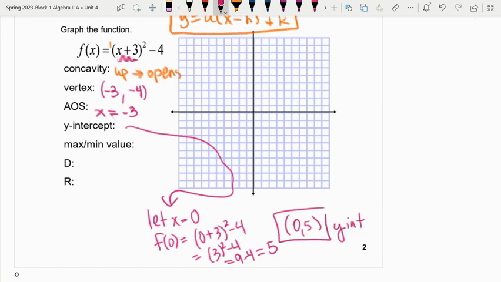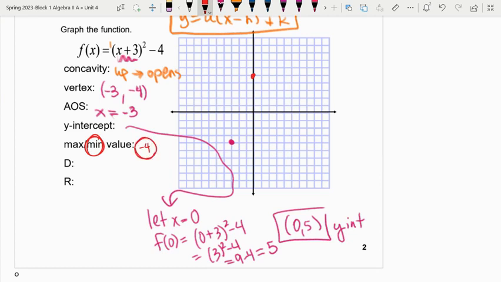My maximum or minimum value. So let's graph a point here anyway. So let's go back 3, down 4, 1, 2, 3, 4. The y-intercept is (0, 5). So we can see, we know this thing is opening up. So my minimum value is the y value of the vertex. So it is negative 4.